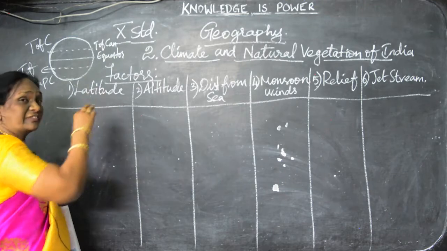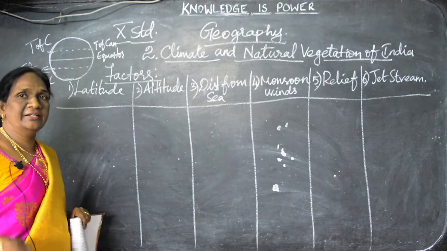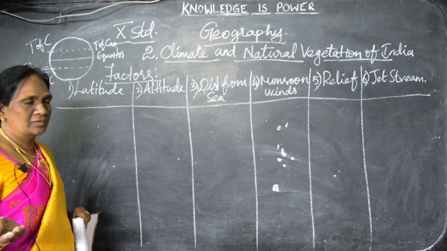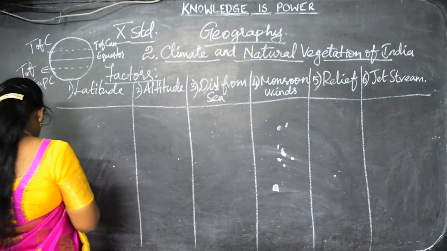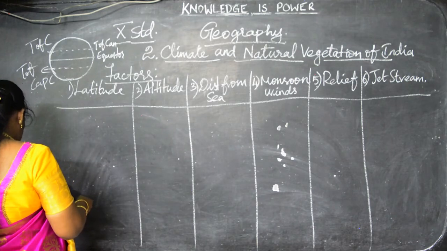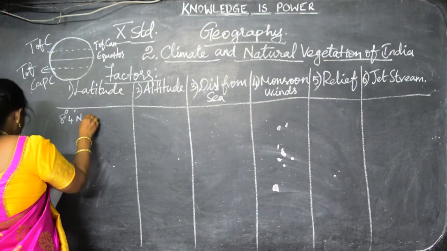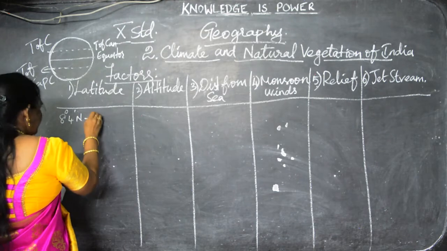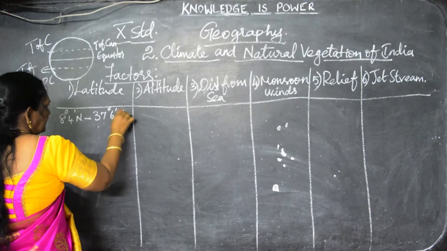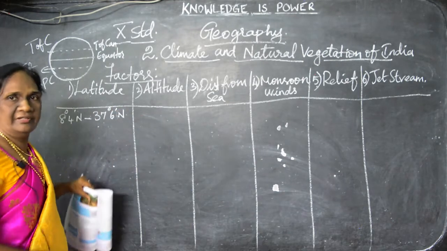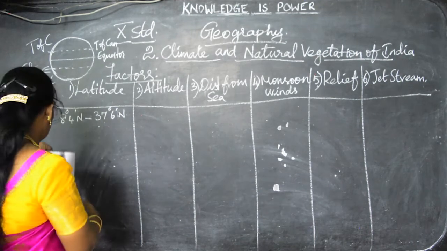And this Tropic of Cancer cuts India into 2 equal halves. This and all we studied in the previous lesson, understand? These lines are called latitudes, and India lies between 8 degree 4 minutes north to 37 degree 6 minutes north. This is the latitudinal extent of India, understand?